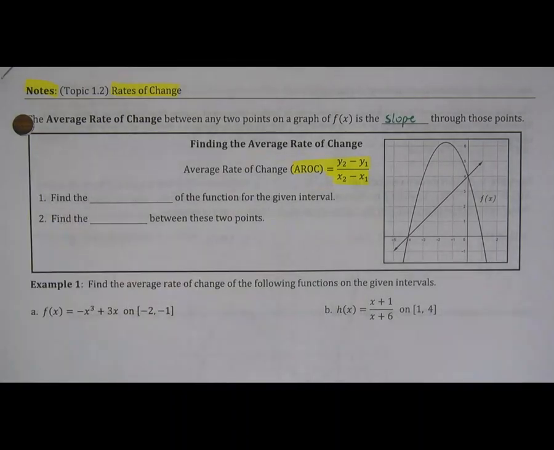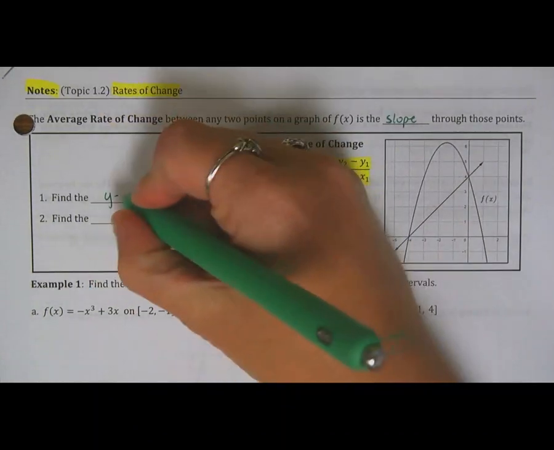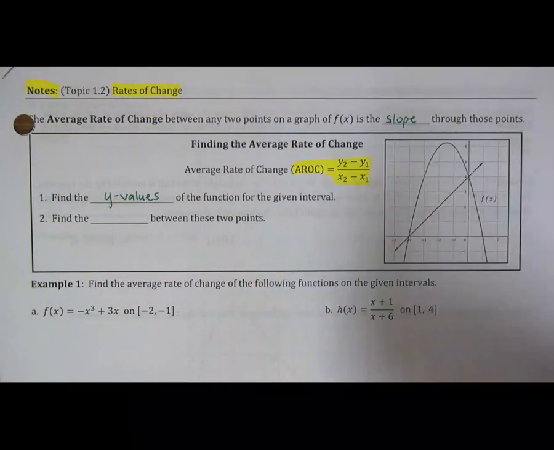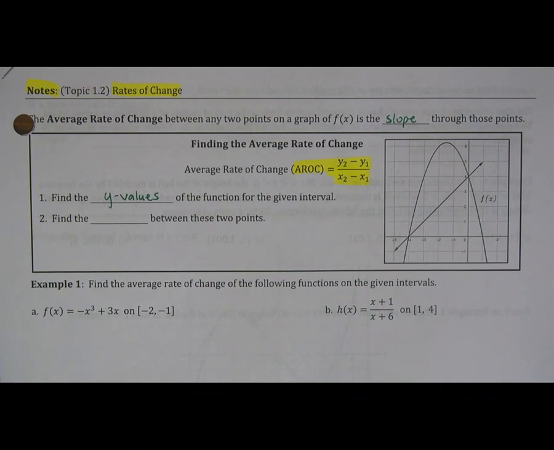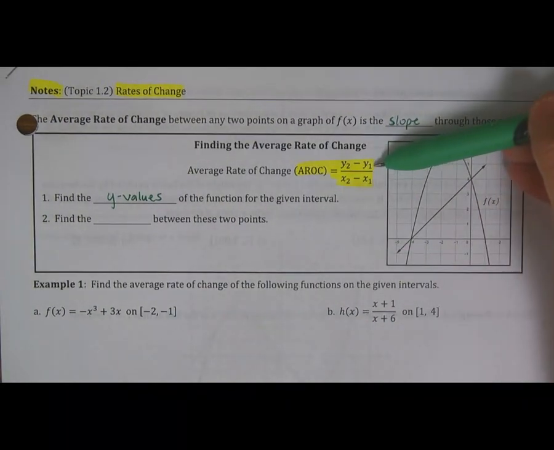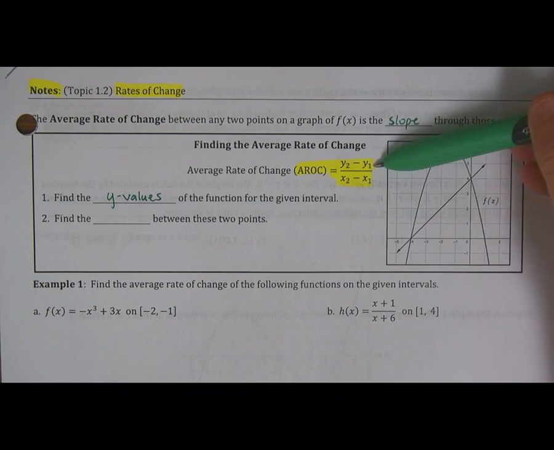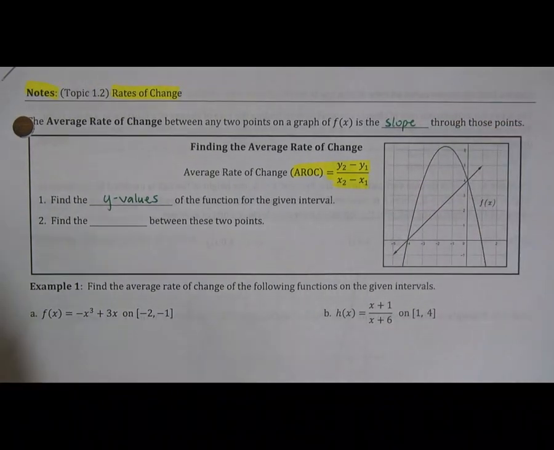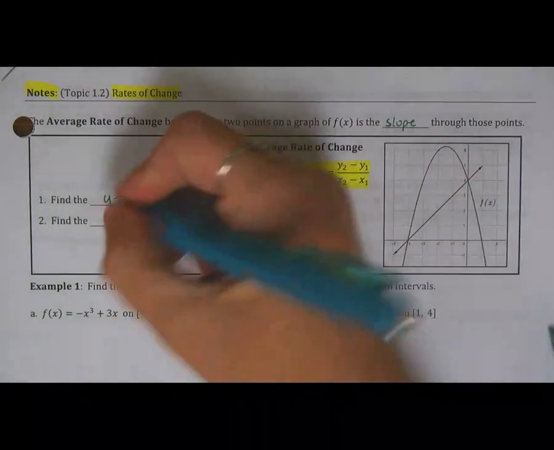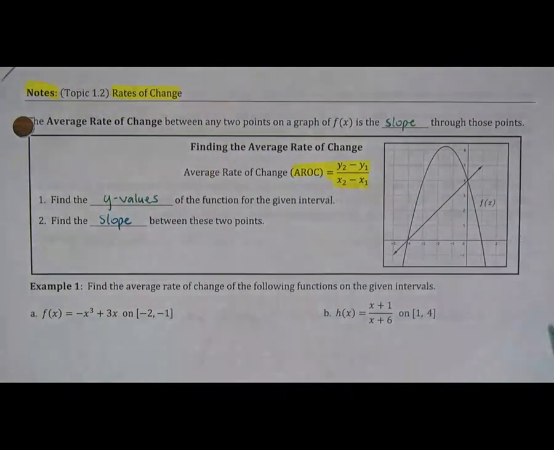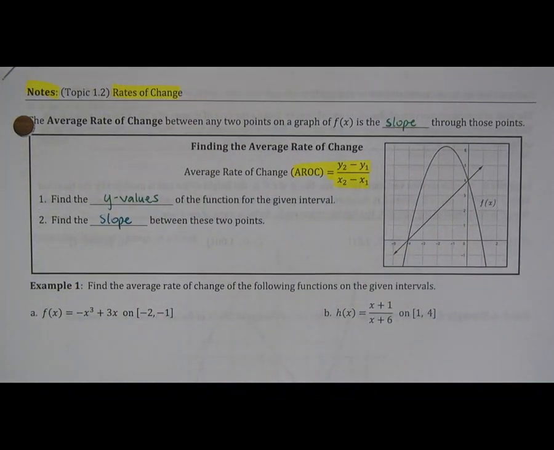So here are the steps. You're going to find the y values of the function for the given interval. That's going to have to be your first step, because look at the formula. On top, you've got the change of y. You might actually see me write that as delta y. Maybe your Algebra 2 teacher also wrote that as delta y, a little triangle y. That's the change in the y values. That just means what's the difference. We subtract them over the change in the x values. So first thing you're going to have to do is find your y values, and then you're going to need to find the slope between the 2 points. That's what we're going to practice first and foremost with example 1.